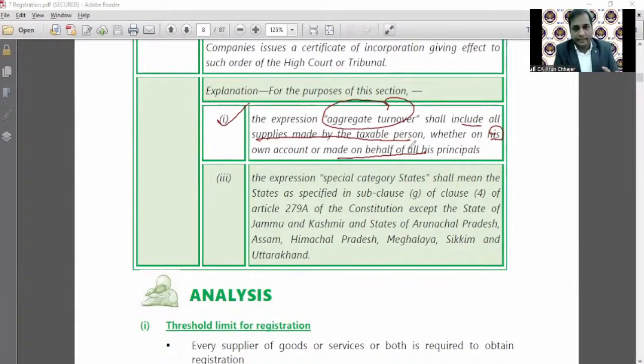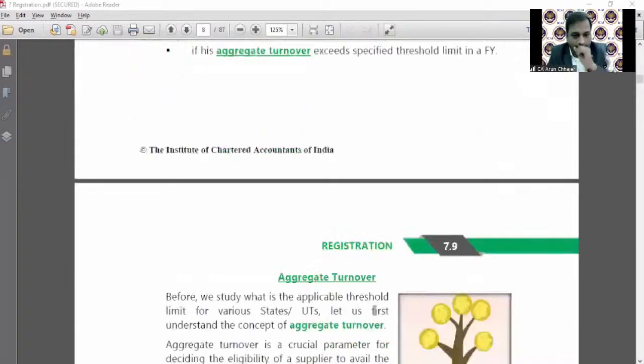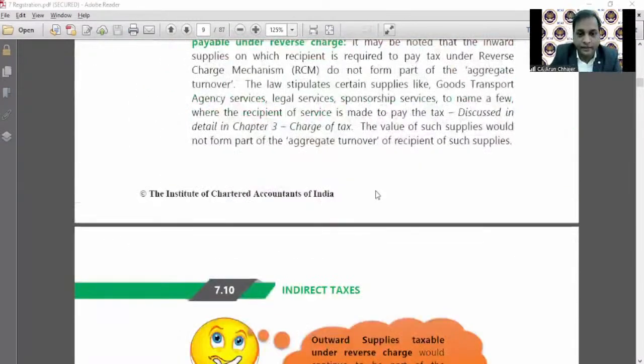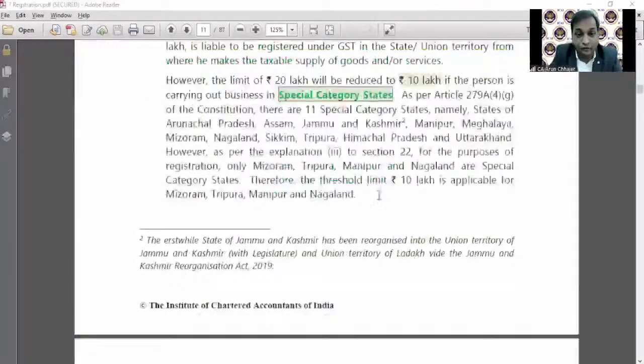So aggregate turnover will include all supplies made by the taxable person, whether on his own account or on behalf of his principal. Suppose I am providing the supply on my own account, or I am an agent of Mr. A, then whatever supply I make on behalf of Mr. A will also be added in my aggregate turnover. So that we have completed. Now coming to section 24.